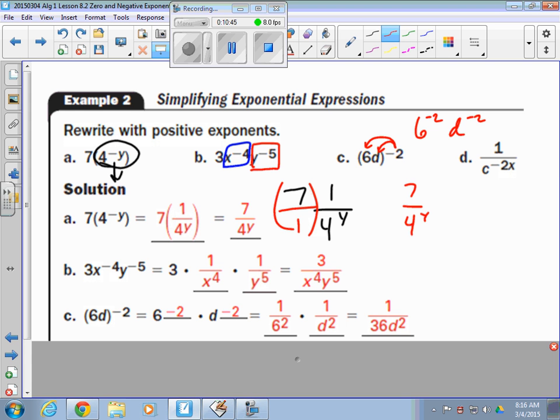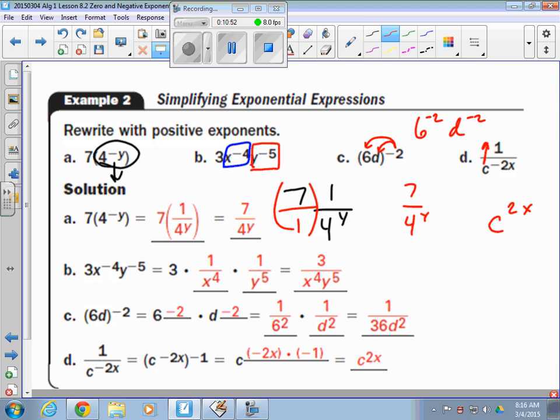1 over c to the negative 2x power. c is being raised to a negative exponent. It rides the elevator up and becomes c to the positive 2x power. That's all you can do with this stuff. 0 exponents means 1. Negative exponents means elevator.